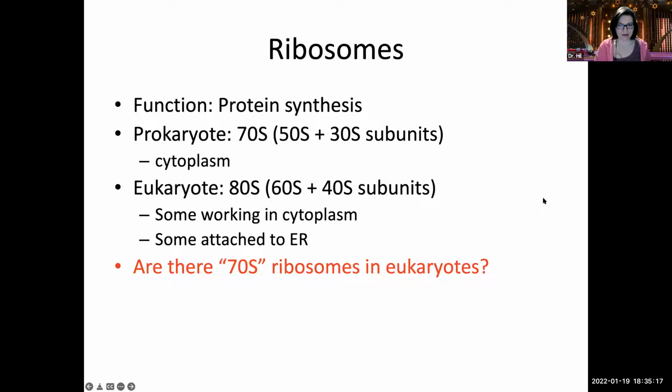Yes, there are. Good job, you guys. Okay, there are 70S ribosomes in eukaryotes. And so what is going on? Because eukaryotic ribosomes are 80S. Where are these guys? Raise your hand. Where are they? What are they doing inside of a eukaryotic cell?